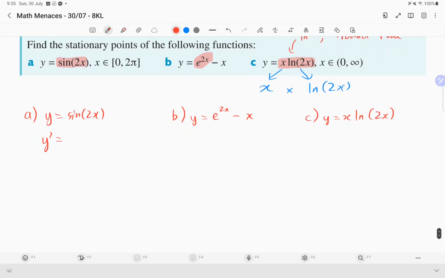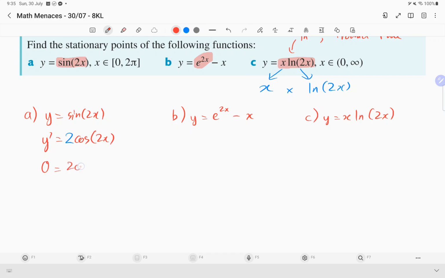Okay. But yes, what is the derivative? Sarah, what's the derivative for question A? Is it 2 cos 2x, right? Correct, it is 2 cos 2x. Sarah, why? Explain. Don't you have to multiply it by 2 because you derive what's inside? Correct, that's the correct explanation. So yes, it is 2 cos 2x.